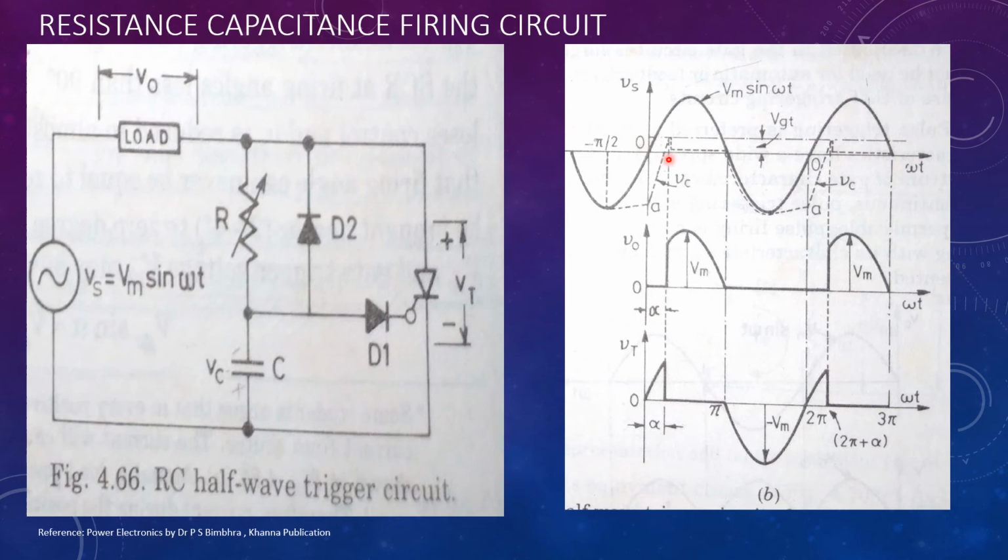At omega t equal to alpha, capacitor voltage equals the gate trigger voltage VGT. Therefore, thyristor turns on. Since the thyristor turns on at omega t equal to alpha, the thyristor acts like a closed switch. Voltage across a closed switch is zero. Since the thyristor is on now, the entire source voltage appears across the load. Therefore, from omega t equal to alpha to omega t equal to 180 degree, the source voltage appears across the load.